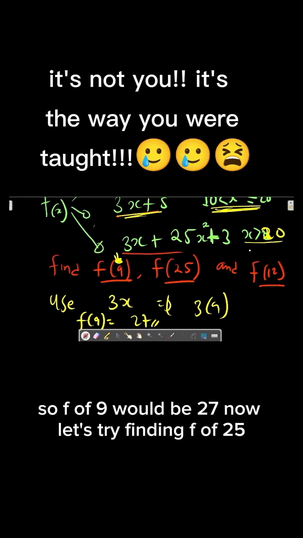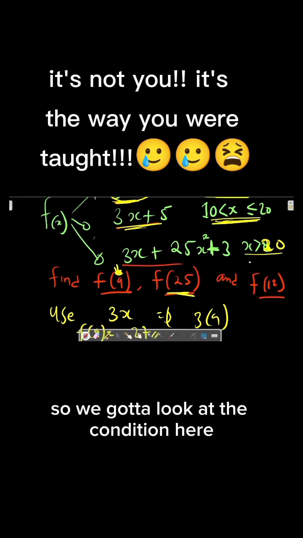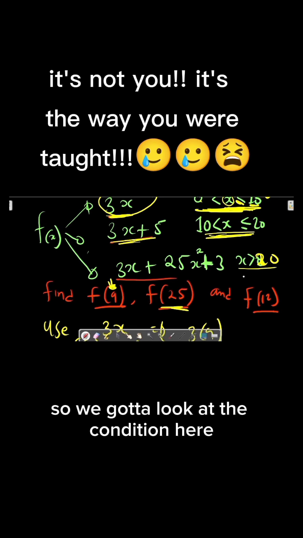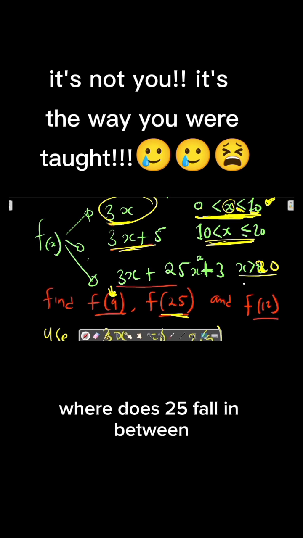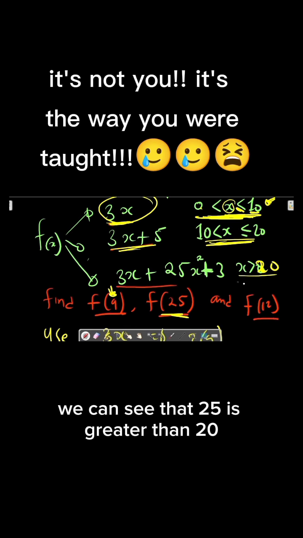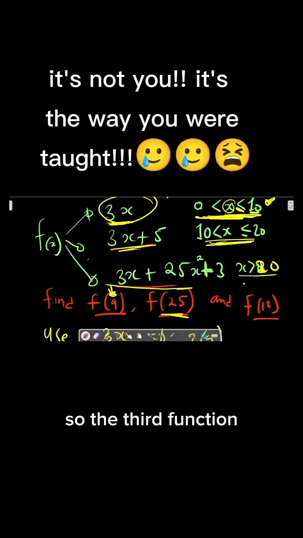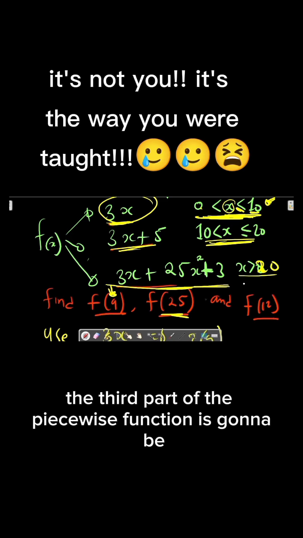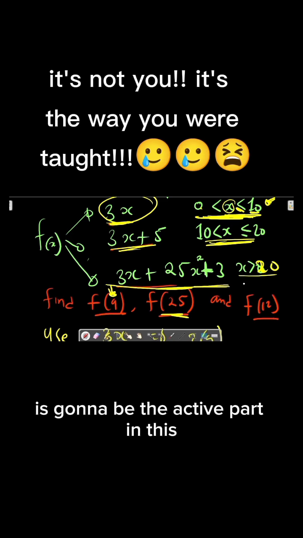Now let's try finding f of 25. We have to look at the conditions here. Where does 25 fall in between? You can see that 25 is greater than 20. So the third part of the piecewise function is what we're going to use. It is going to be the active part.